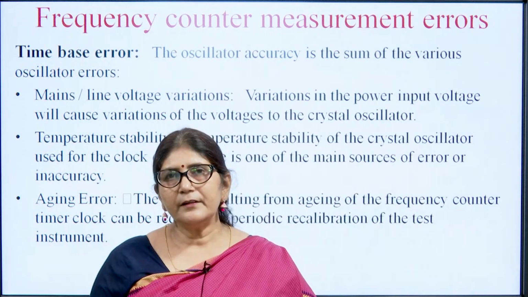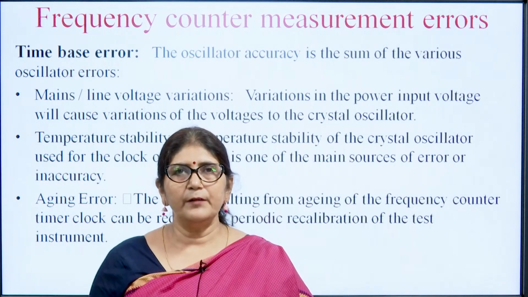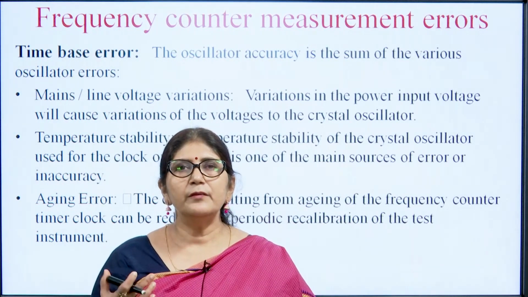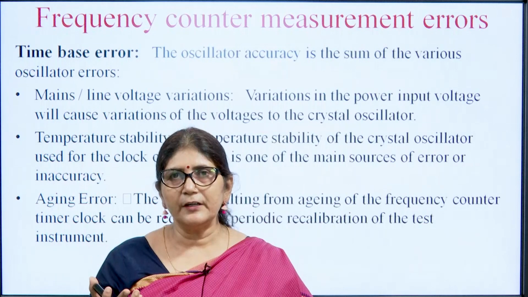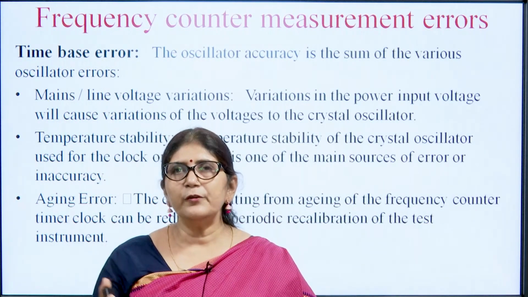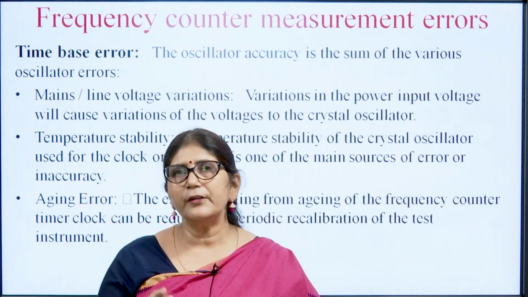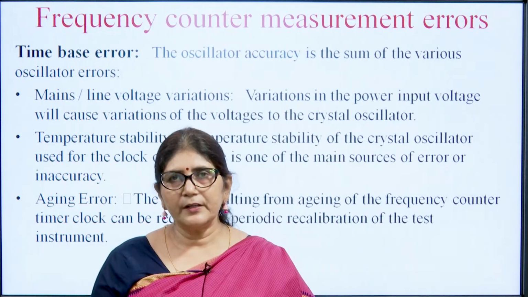If there is a variation in the power input, then it will create a variation in the crystal oscillator. Aging error is there. If a crystal oscillator is used for a long time, then it will not produce the signal of accurate frequency. So, time to time calibration is required to check whether the crystal oscillator is producing the accurate frequency or not, otherwise error will happen.